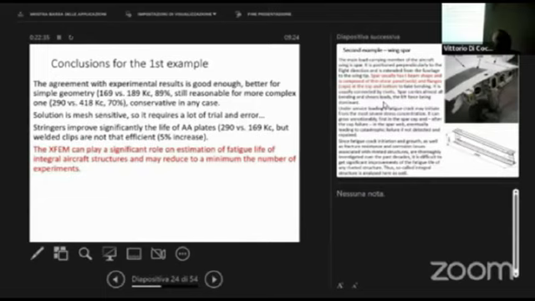So we can also conclude here that XFEM can play a significant role because we may reduce the number of experiments to a minimum. If we were not quite satisfied with the results, at least we could compare different geometries by using the finite element method.